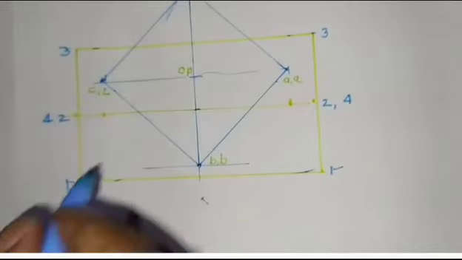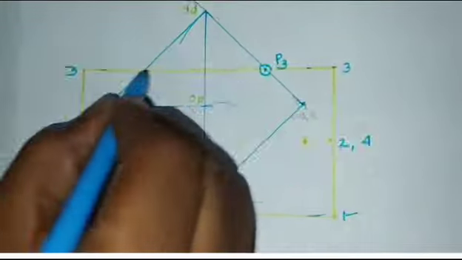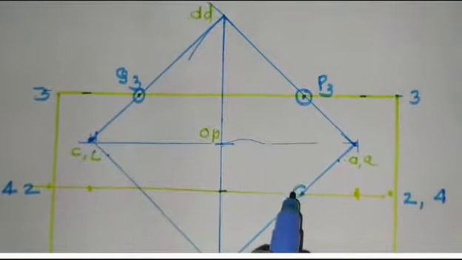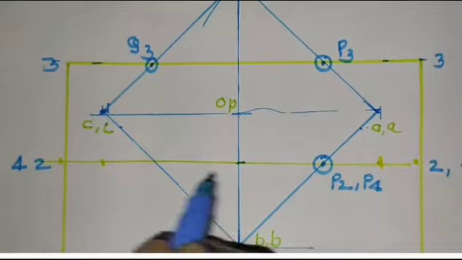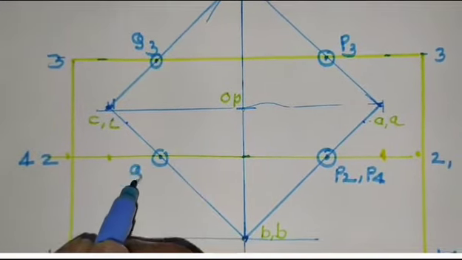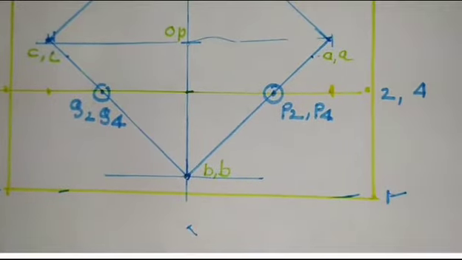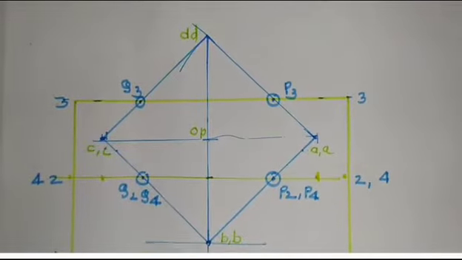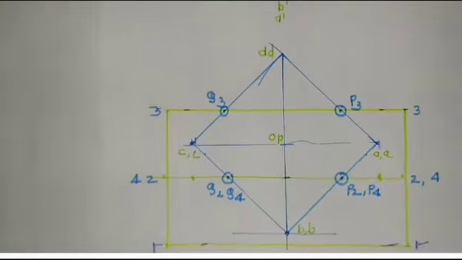Similarly here, this is the point P3. This is the point Q3. This is the point P2 and P4. This is the point Q2 and Q4. This 1-1 line does not cut the vertical solid, so it is not necessary to give any name to that line.